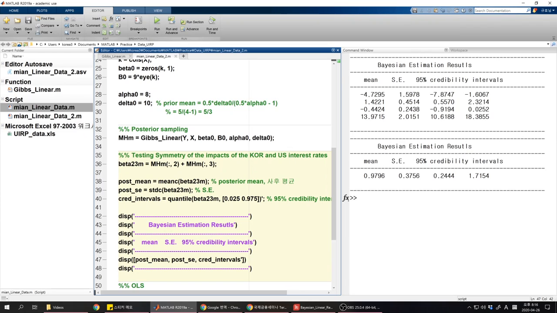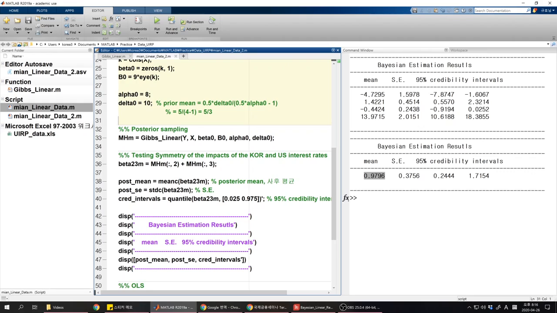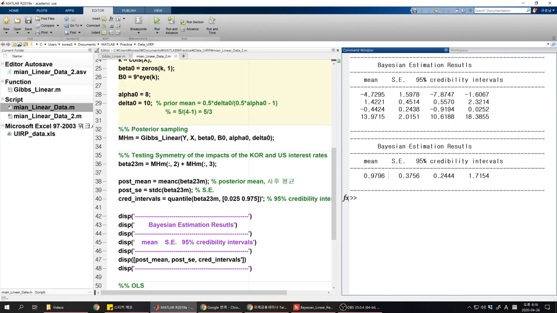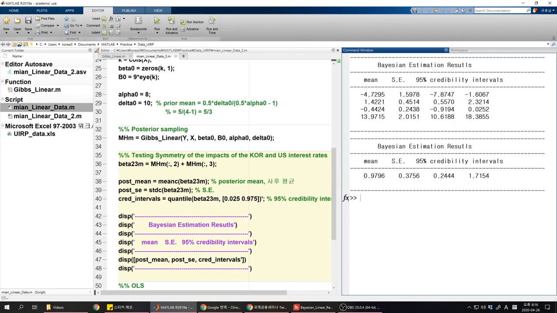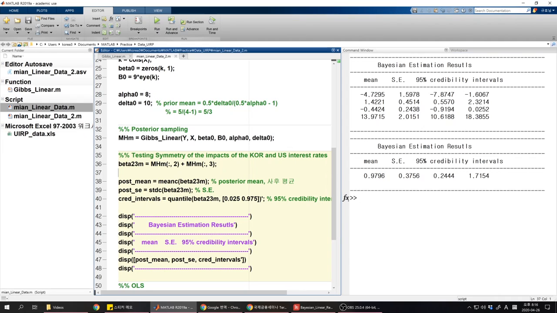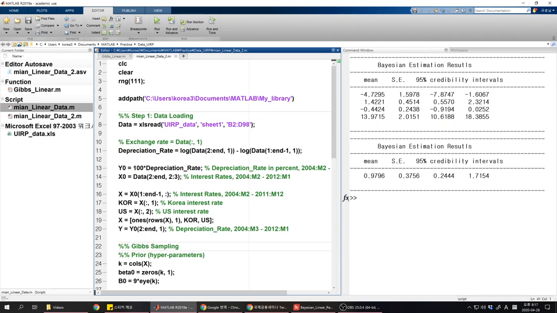Right, here we go. So this mean is 1, right? What do we expect from the hypothesis? 0, right? This looks quite different from 0, but it's not determined yet. We have to check these credibility intervals, and these credibility intervals do not contain 0, right? So then the impacts are not symmetric. And then yes, please try this example.